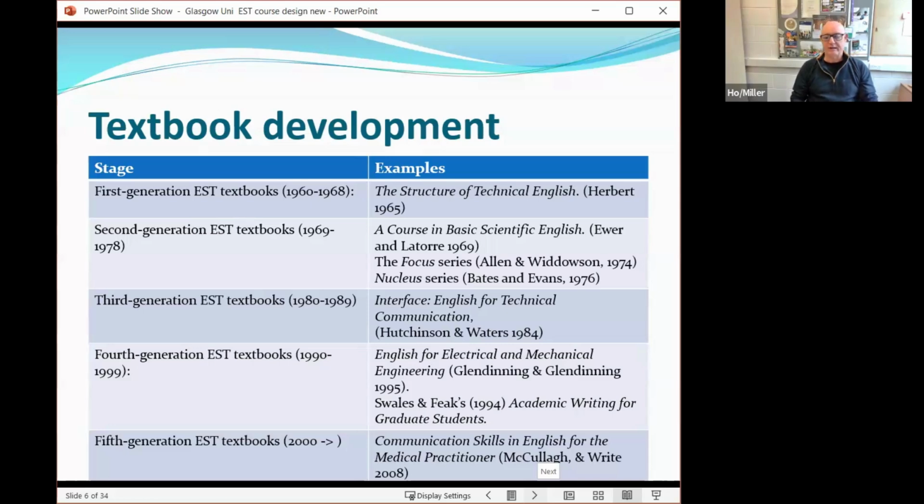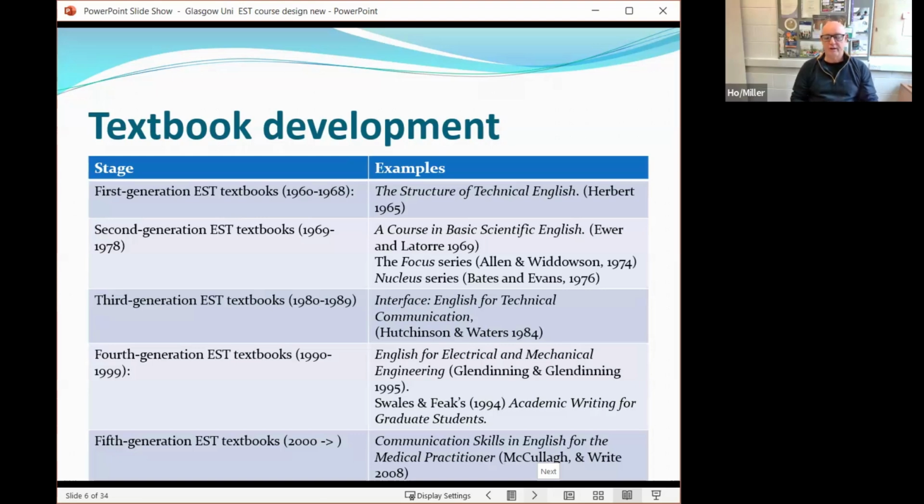Fourth generation, English for Electrical and Mechanical Engineering, and of course Swales and Feak's classic book, Academic Writing for Graduate Students, came along. And so now what we were doing is we were recognizing things like genre in text development and putting them into textbooks.